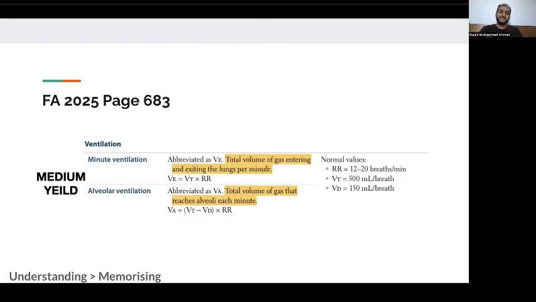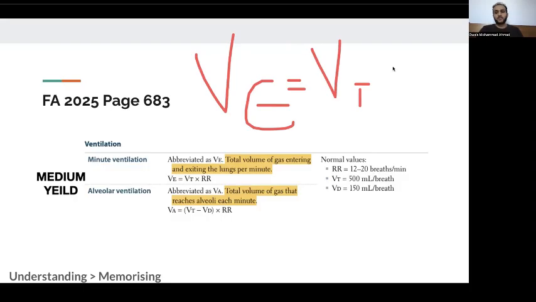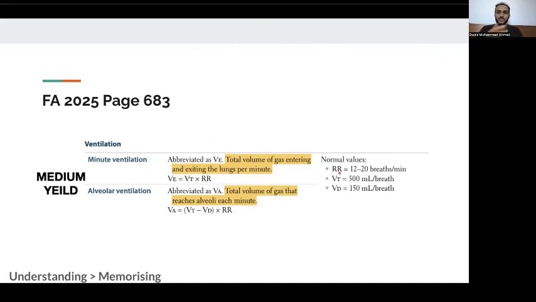So I told you, volume of gas entering and exiting the lungs per minute. So the minute ventilation, the volume of exhalation, is going to equal tidal volume, which is kind of like how much you're breathing at a specific moment of time, times the respiratory rate, so how many times you respire during a minute. The normal respiratory rate is usually 12 to 20 breaths per minute. The tidal volume is essentially around 500 milliliters per breath. Dead space is 150 milliliters per breath.